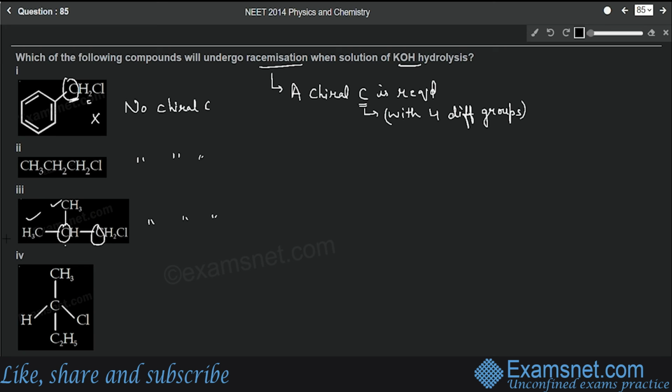And in the last one, we have a chiral carbon. This carbon is a chiral carbon because four different groups are bonded to it. One is methyl, then chloride, then ethyl, and then hydrogen. Okay, so since this is a chiral carbon, this compound will undergo racemization.